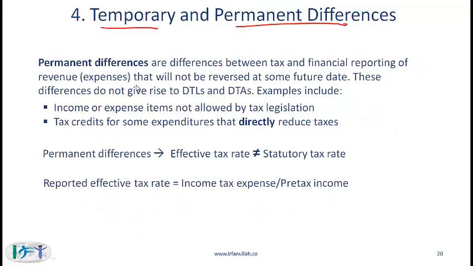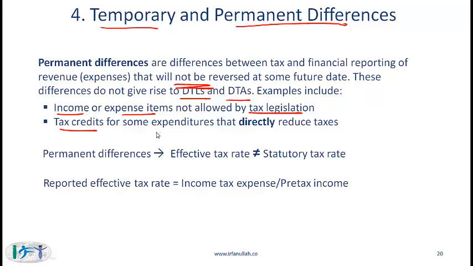Temporary and permanent differences. Permanent differences are differences between tax and financial reporting of revenue or expenses that will not be reversed at some future date. These differences do not give rise to deferred tax liabilities and deferred tax assets. Some examples are as follows. If we have income or expense items that are not allowed by tax legislation, so there might be some perks that a company offers senior management, where those perks are shown as expenses on the income statement, but they are not tax deductible in terms of the tax rules. That will create a permanent difference between the tax income and the accounting income.